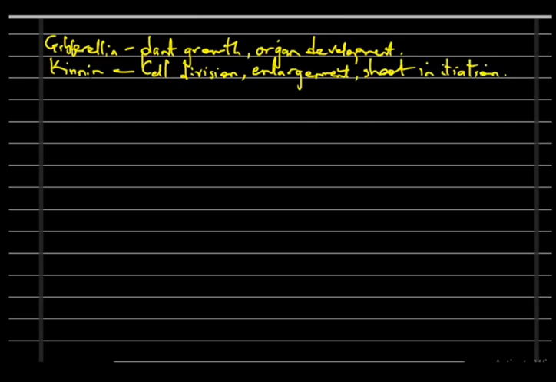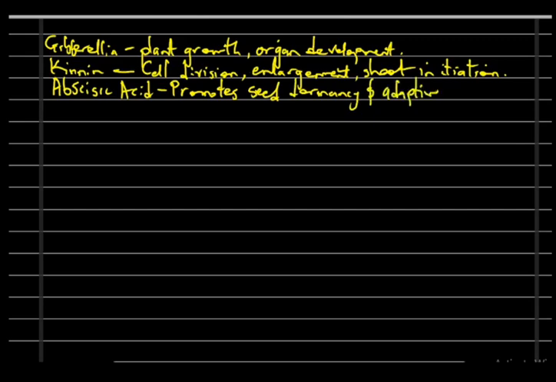And we have the next one, the abscisic acid. Its function is to promote seed dormancy. That is its major function. Also, it is responsible for adaptive responses. So those are the functions of the abscisic acid.